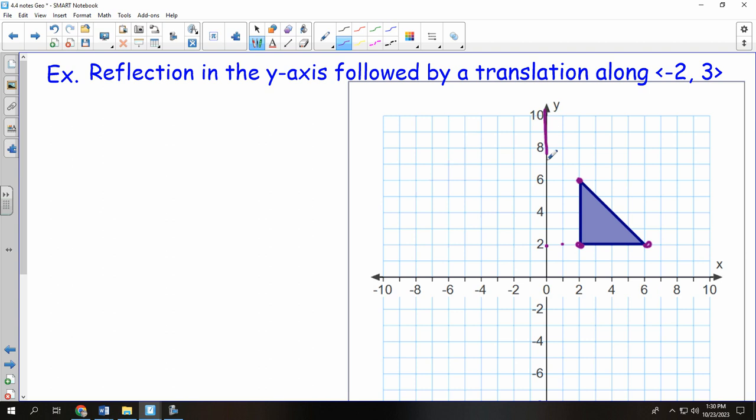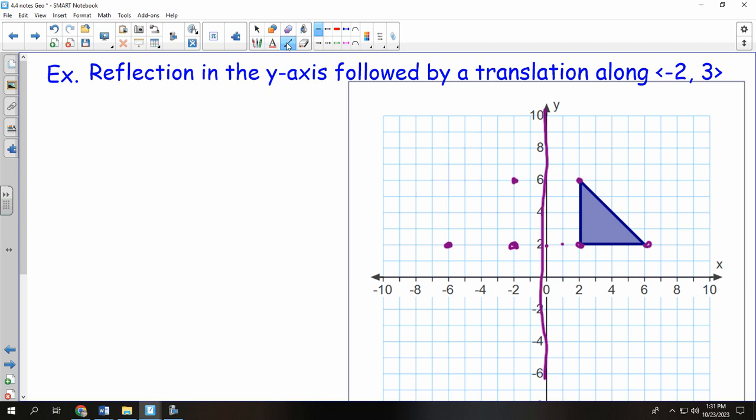So here's our line of reflection. So we are 2 away from our line of reflection. 1, 2. Here's our new point. We go 1, 2, 3, 4, 5, 6. 6 away here, and then 2 away here.